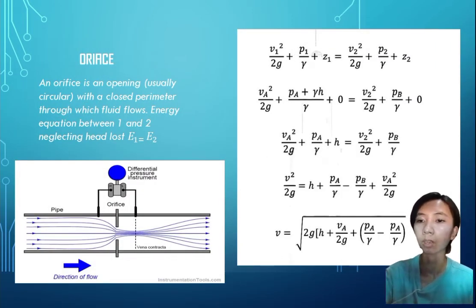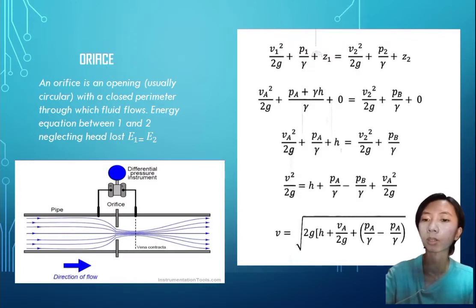Now let's proceed to the orifice. An orifice is an opening, usually circular, with a closed perimeter through which the fluid flows. The energy equation between 1 and 2, neglecting head loss, is E sub 1 equals E sub 2. So this orifice plate is a flow measurement device, an unexpected yet effective primary sensing element. The concept is to simply place a restriction in a pipe, then measure the resulting pressure drop across the restriction to infer flow rate, as we can see in the figure above.